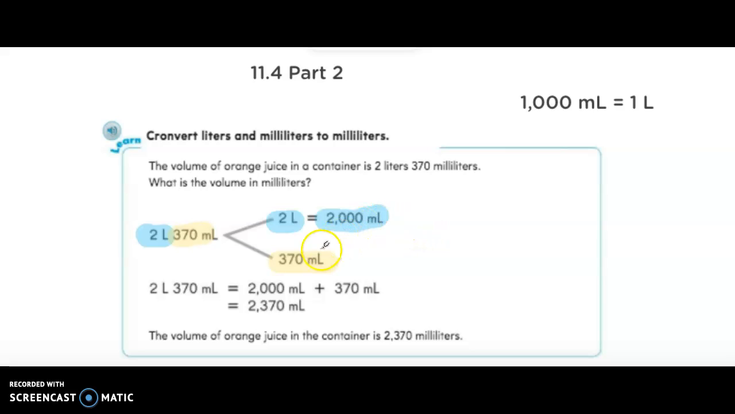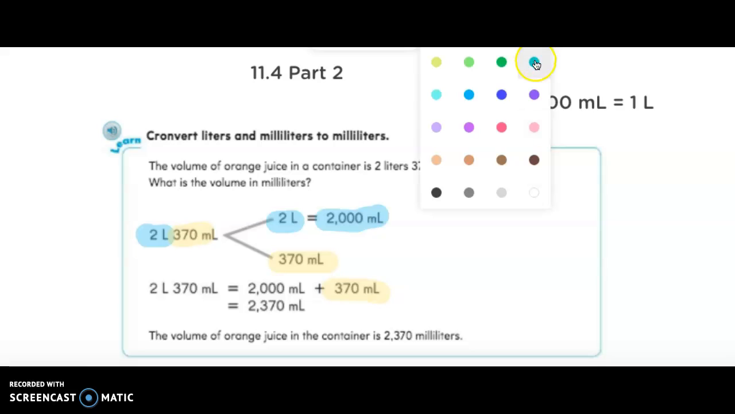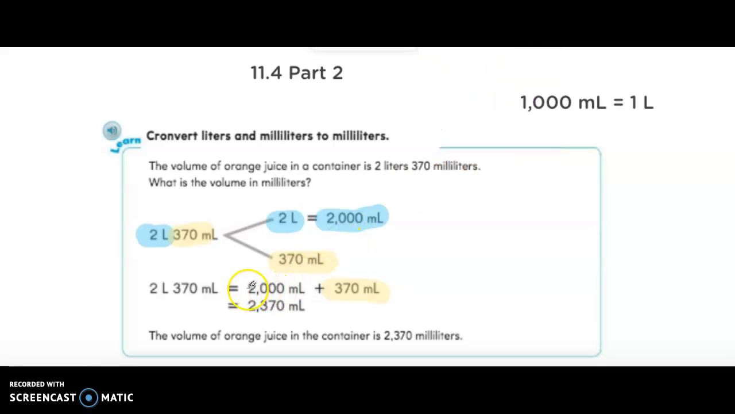And then we need to add those two together. So we had our 370 milliliters and also our 2,000 to get a final answer of 2,370 milliliters.